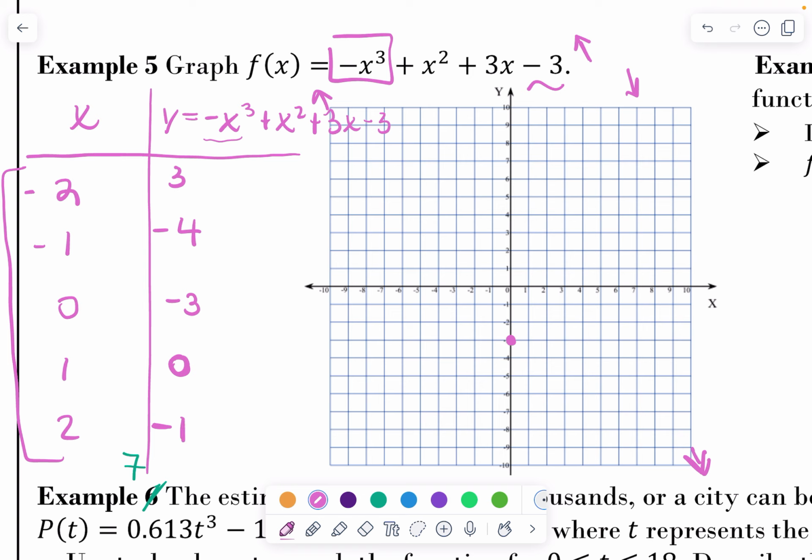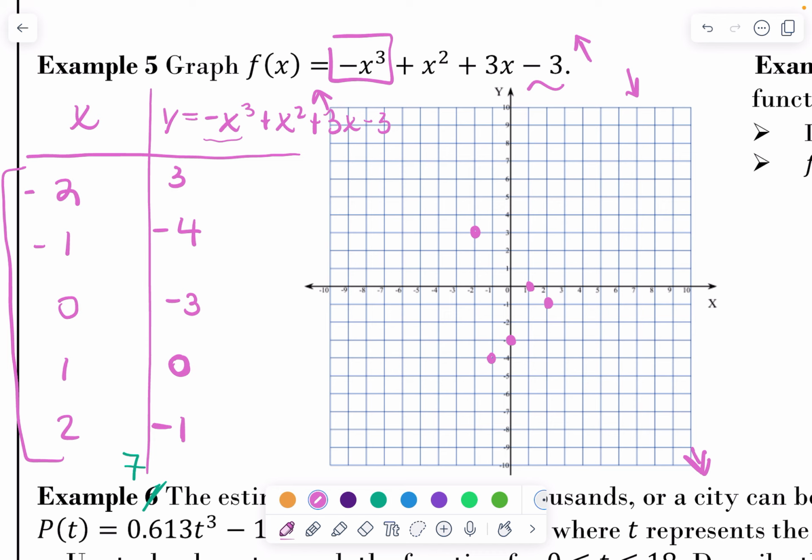So I'm going to plot my points. So I have negative 2, 3. I have negative 1, negative 4. And I have 1, 0. And then finally 2, negative 1.